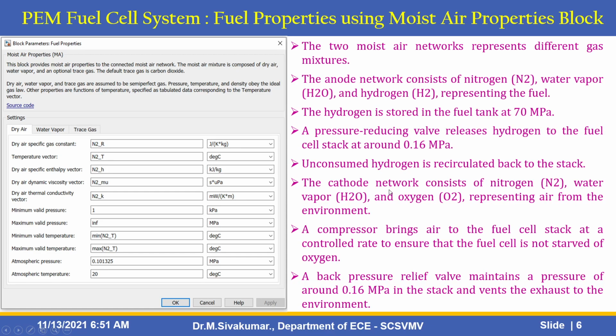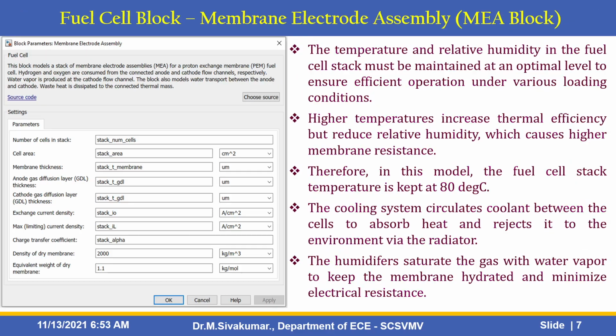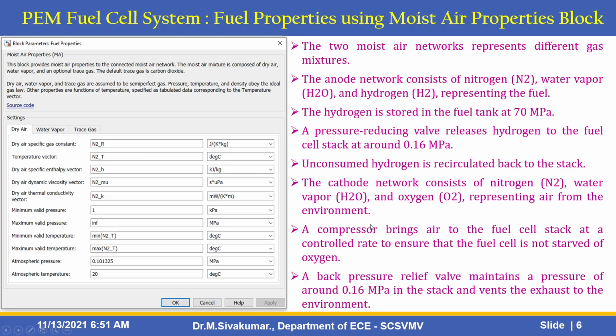and the cathode network consists of nitrogen, water vapor, and oxygen representing air from the environment. A compressor brings air to the fuel cell stack at a controlled rate to ensure that the fuel cell is not starved of oxygen. And finally the back pressure relief valve, this one, the stack pressure unit, maintains a pressure of around 0.16 MPa in the stack and vents the exhaust to the environment.